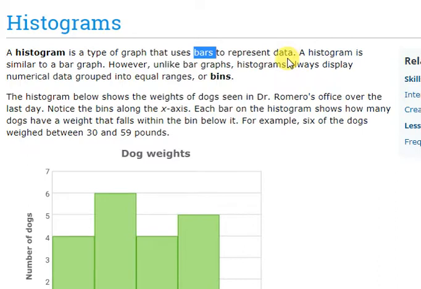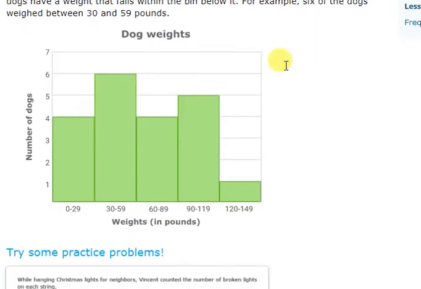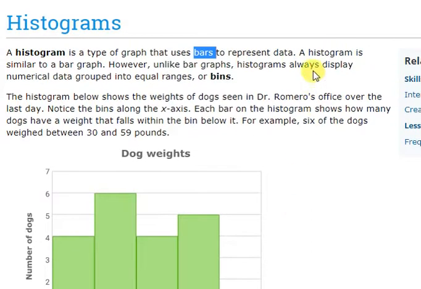You must have heard about a bar graph that normally looks something like this. In the data, we have different bars that represent the frequency of different categories. Then what is the difference between a bar graph and a histogram? A histogram is similar to a bar graph, as I said. However, unlike a bar graph, a histogram always displays numerical data grouped into equal ranges or bins.